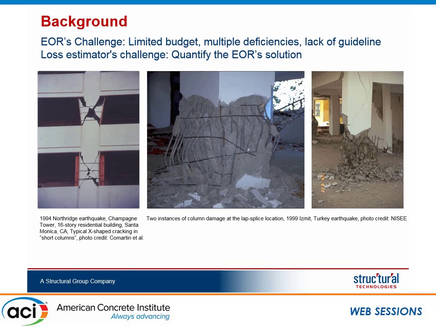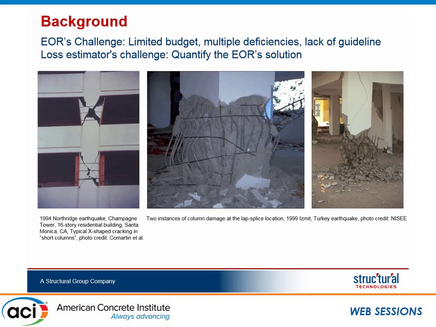And you heard today, Wasim mentioned that one of the tasks that ACI 369 is pursuing is providing guideline how to evaluate retrofitted elements and how you can have acceptance criteria for that. So that was the challenge for the EOR, and also on the side of the loss estimators, there was this understanding that depending on what the EOR is going to cook up, the loss estimators may not be able to attribute a number to how much improvement through this retrofit is going to be achieved. But they started at one point, long before I met the EOR that day.